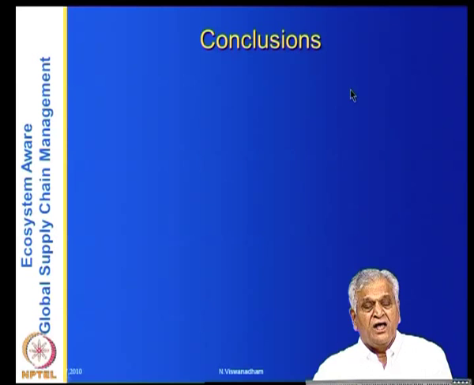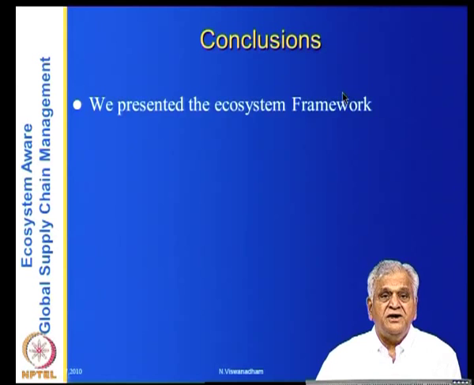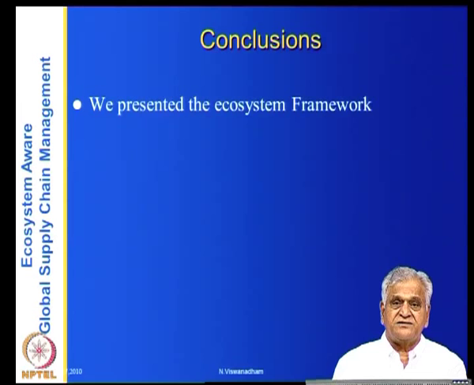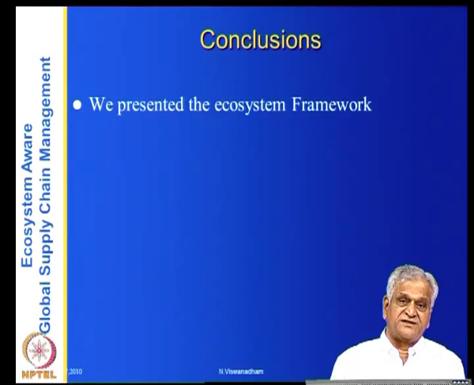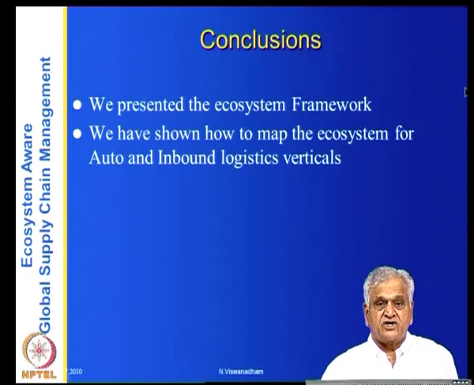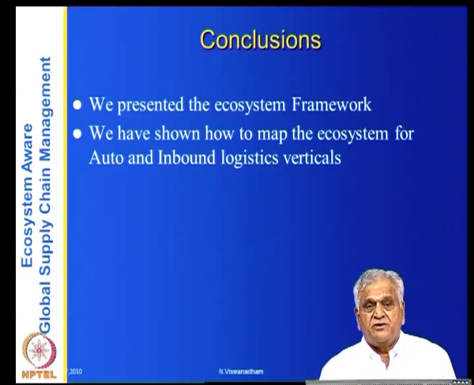So what are the conclusions that we have here? Conclusions are that we presented the ecosystem framework. That is, there are four factors: the supply chain, of course, and the resources the supply chain uses, and the institutions, the governments the supply chain visits and the social institutions within those countries, and also the delivery mechanisms the supply chain uses. They also become very important. And we have also shown how to map the ecosystem for auto and inbound logistics verticals. You could do it for a food supply chain, you could do it for a telecom supply chain and other things. And that will give you how the other factors affect this, and it will give you a cosmic view of things.